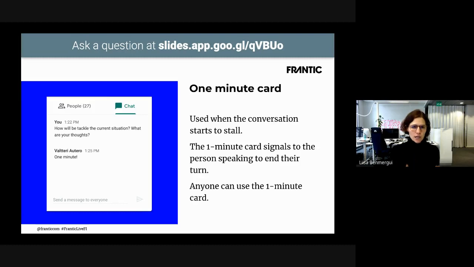And it's an equalizer, and you talk about it at the beginning though. You give those rules at the beginning. As a facilitator, you have to make sure that everybody knows the rules of engagement.